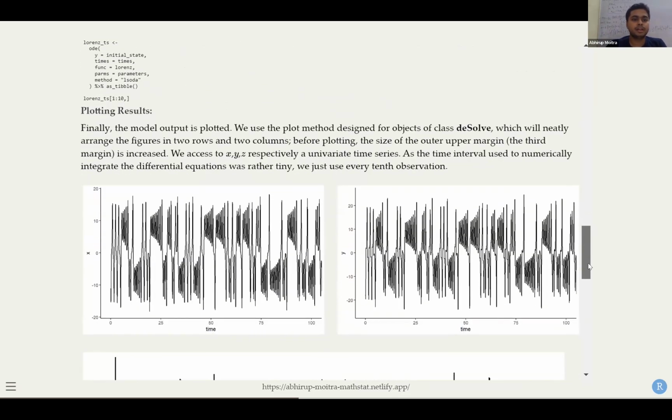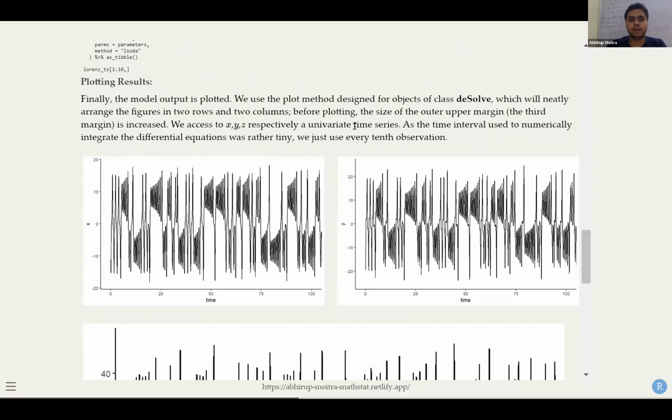And finally, the model output is plotted. I use the plot method designed for objects of class deSolve, which will neatly arrange the figures into 2 rows and 2 columns before plotting, along with the size of the outer upper margin. So we can access x, y, z respectively as univariate time series. As the time interval used to numerically integrate the differential equations was rather tiny, we just use every 10th observation.